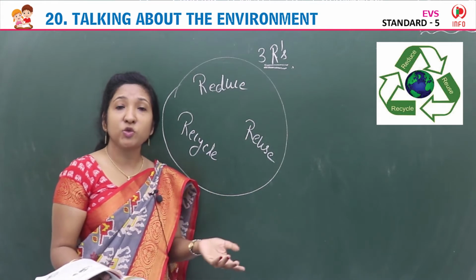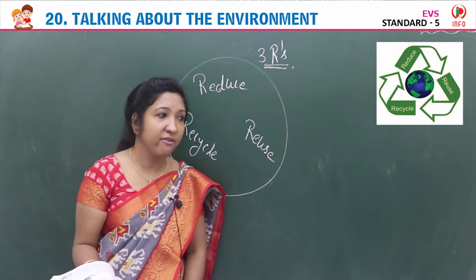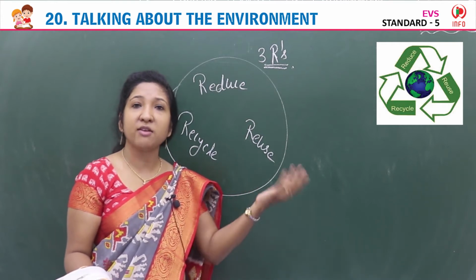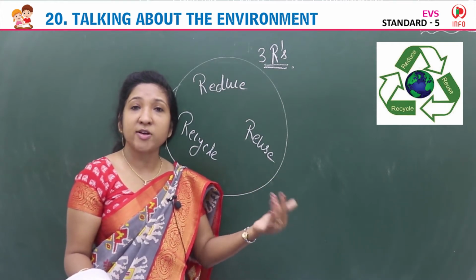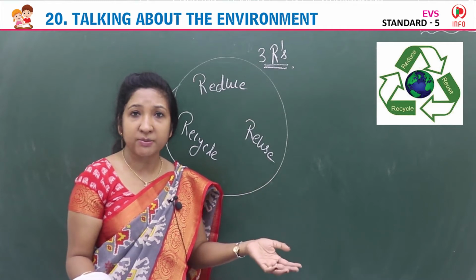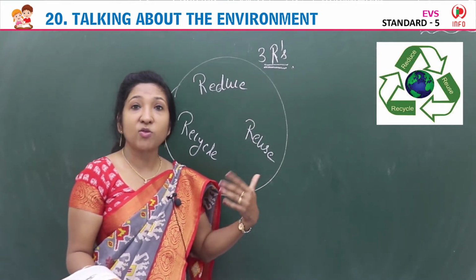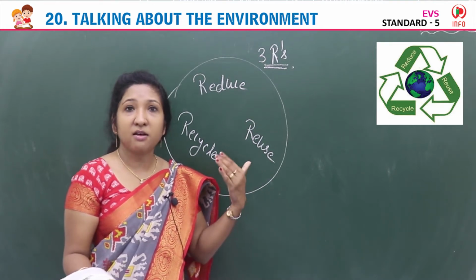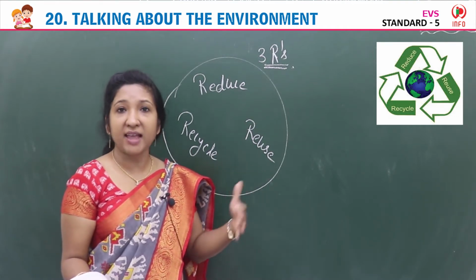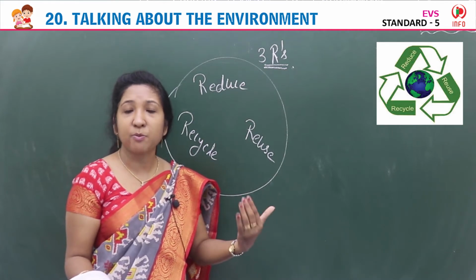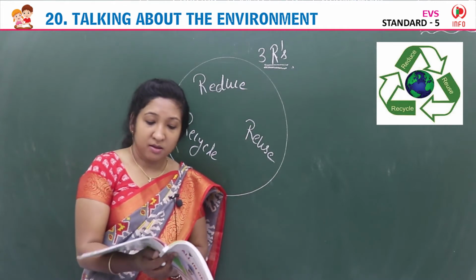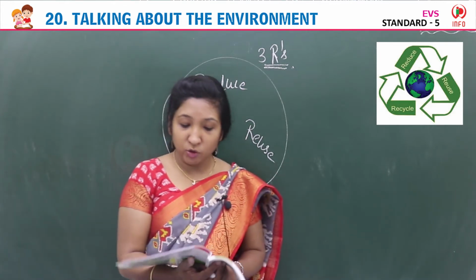Recycling is putting the product into new use instead of throwing it away. If you have old toys or clothes, instead of throwing them away, you can give them to poor children or poor people who are in need of them. Yes, we can recycle many things. The waste we can recycle. There are factories which are recycling paper or waste products and putting them into new products. Yes, so recycling.